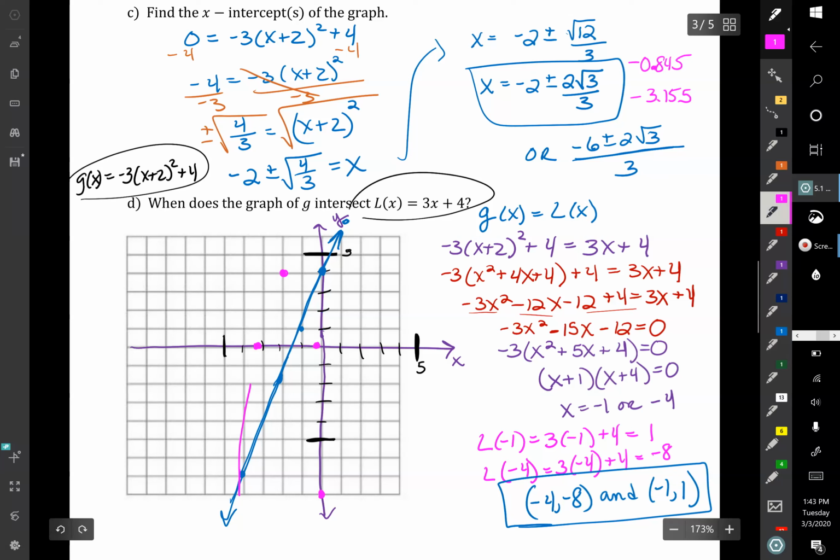So make it look a little bit better. And then I also had it coming through negative 1, 1 was my other value right here. So I'm going to fix this pink line. Kind of goes like that.